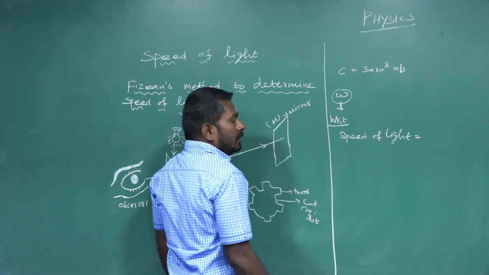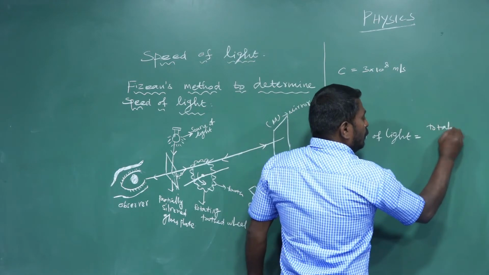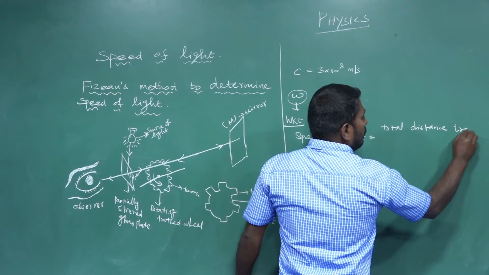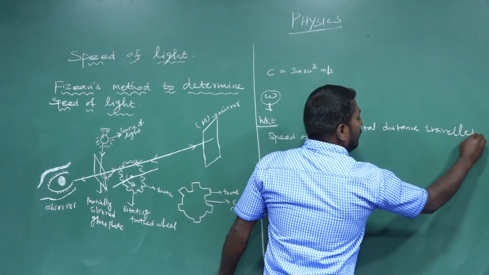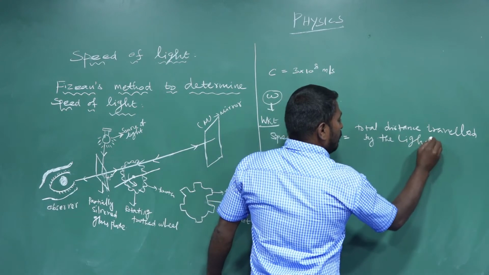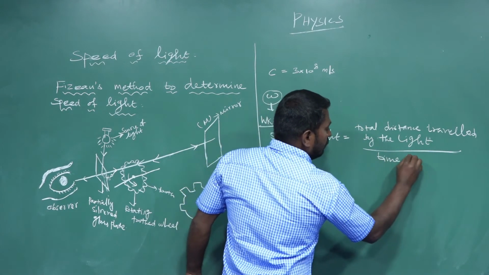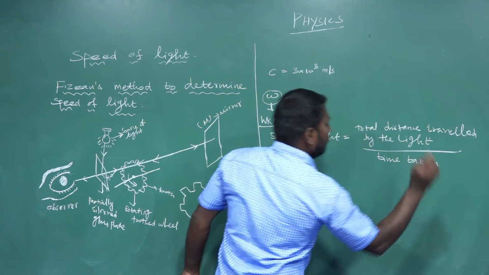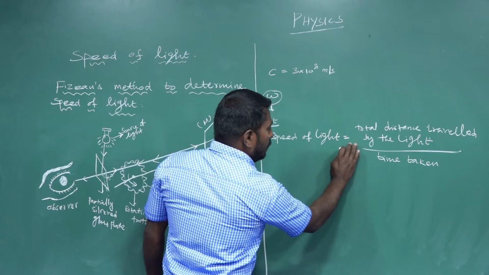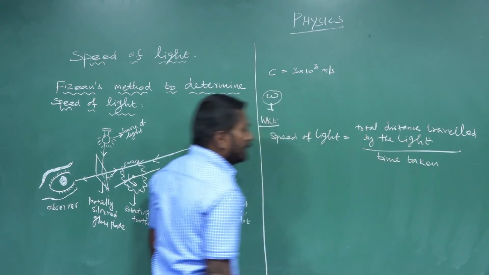Speed of light is equal to total distance traveled by light divided by time taken. So this is a general expression: speed of light is equal to the ratio of total distance traveled by the light divided by time taken.